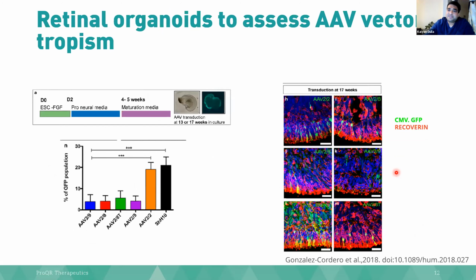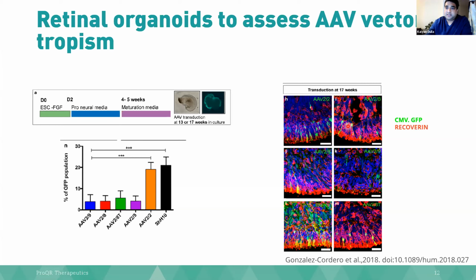Switching gear, here is an example where retinal organoids were used to assess the AAV vector tropism. Gonzalez et al. tested various AAV serotypes for their efficiency in transducing human iPSC-derived photoreceptors in vitro. Here are some representative pictures.